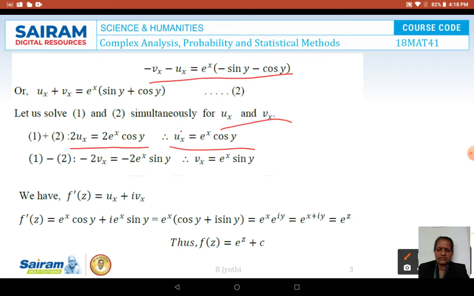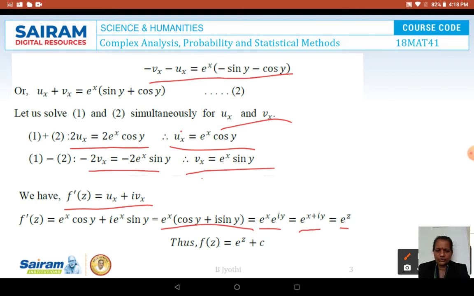When I subtract, ux will be cancelled and also the cos y term will be cancelled. We get minus 2vx is equal to minus 2 e power x into sin y. That gives us vx equal to e power x into sin y. Later, we consider f dash of z as ux plus i vx. Then substitute the ux and vx expressions. Then take e to the power of x common. We get cos y plus i sin y, or e to the power of iy. Then e power x plus iy, that is e power z.